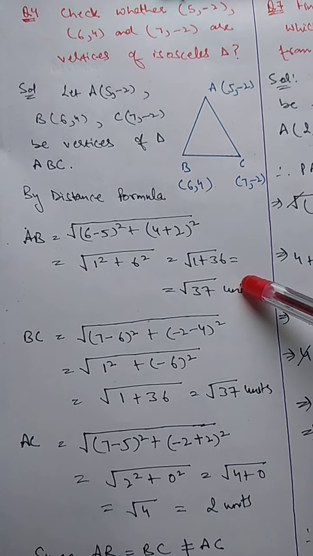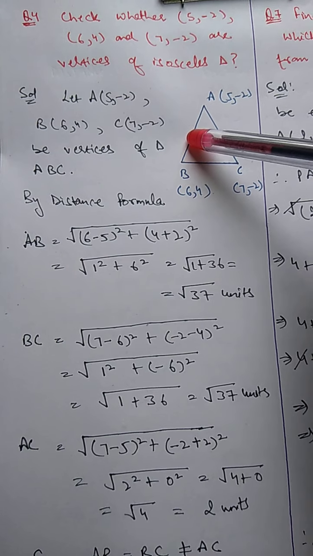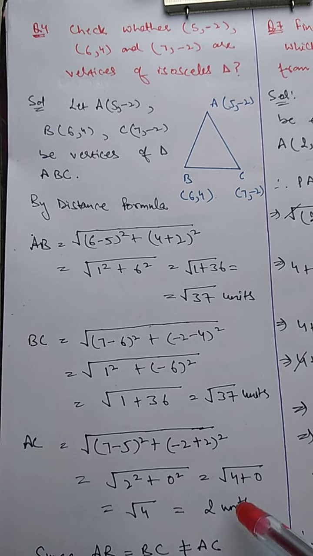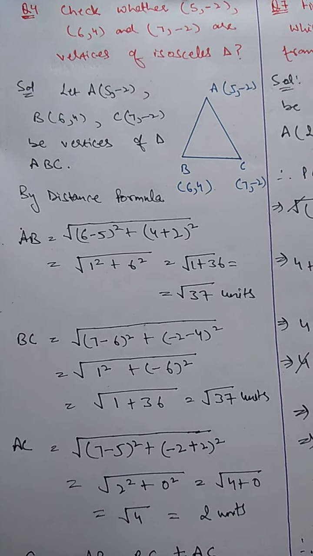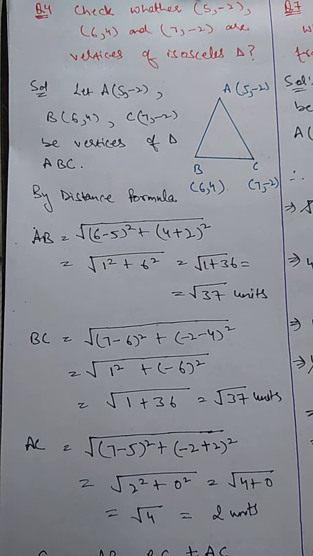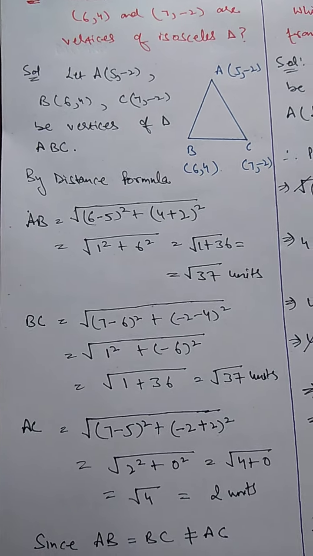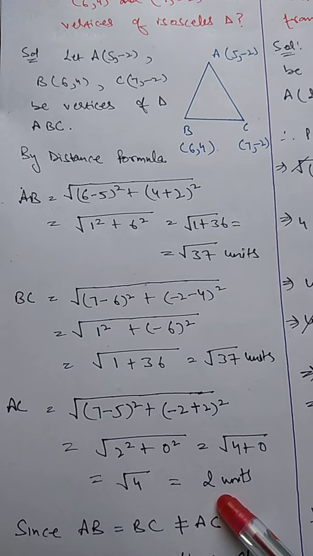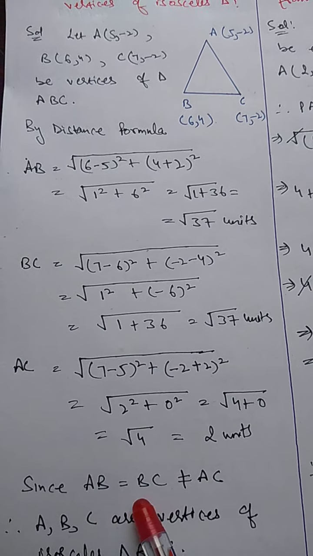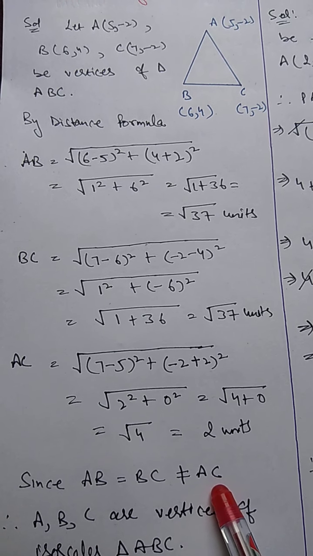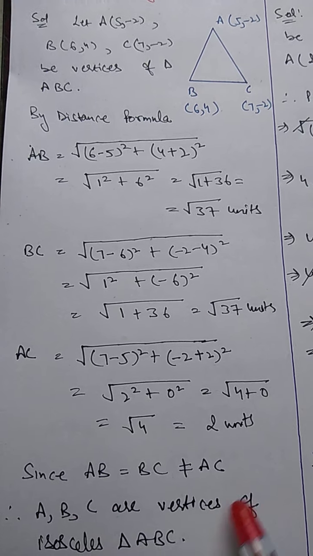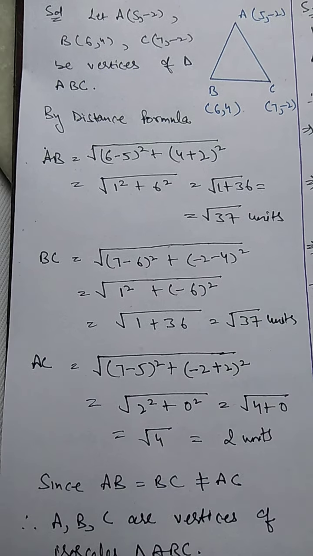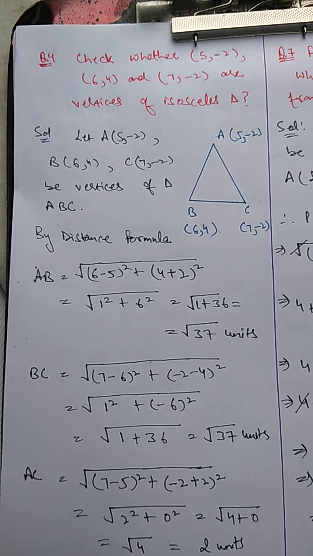We obtain two sides equal here, so the triangle is isosceles, but we still have to check the third side. Maybe the third side also becomes equal to the first two sides. In that case, this triangle would become an equilateral triangle. So we also find AC by using the distance formula, which is 2 units. Here we find AB is equal to BC but not equal to AC. Therefore, A, B, C are vertices of an isosceles triangle because only two sides of this triangle are equal. So this is question number 4.